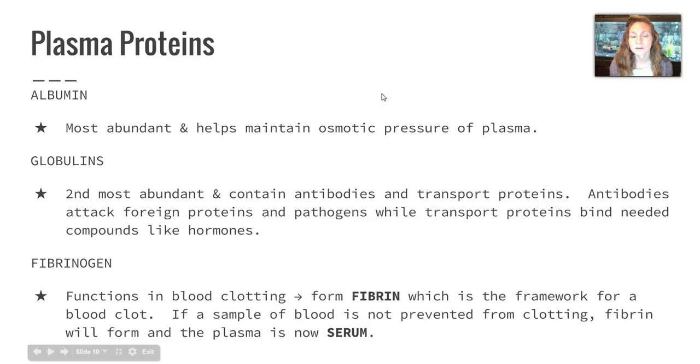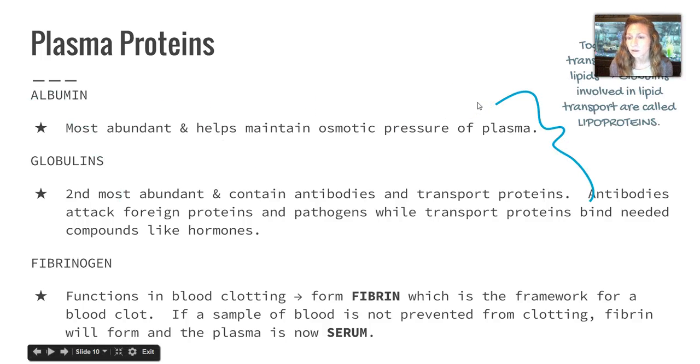Albumin is the most abundant plasma protein and helps maintain osmotic pressure. Globulins are the second most abundant and contain antibodies and transport proteins. Together, they also help transport insoluble lipids, and globulins that are involved in this are called lipoproteins. Finally, fibrinogen functions in blood clotting. They form fibrin, which is the framework for a blood clot.